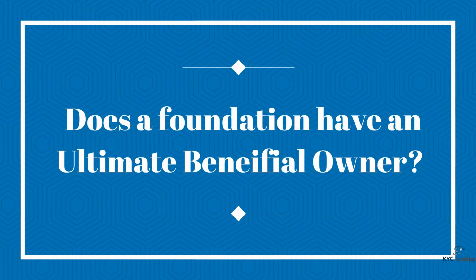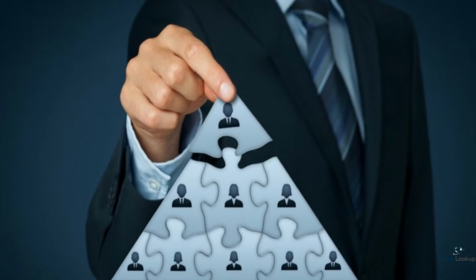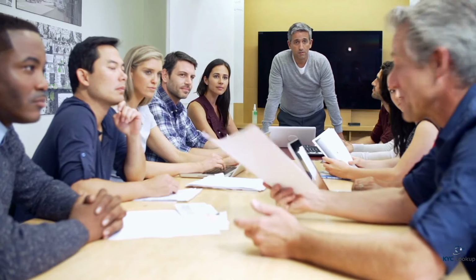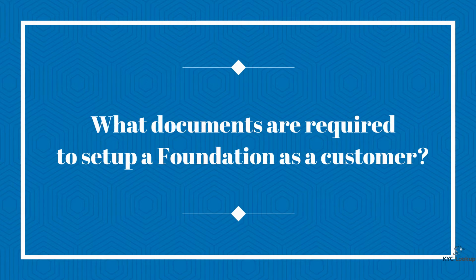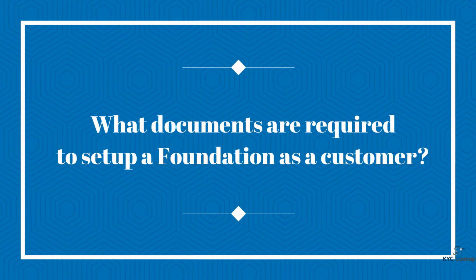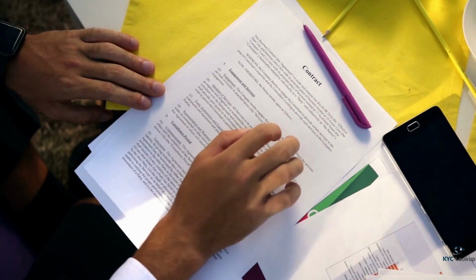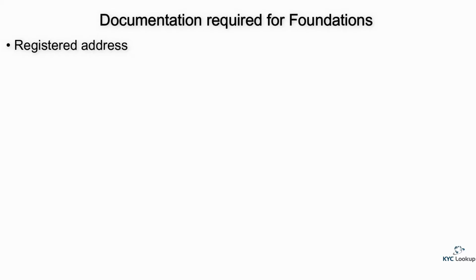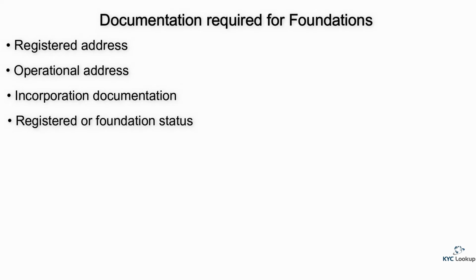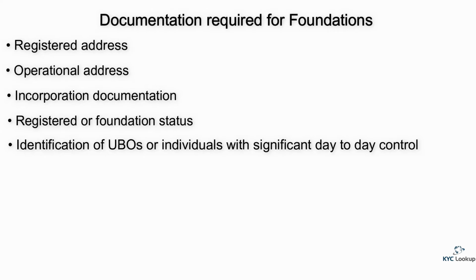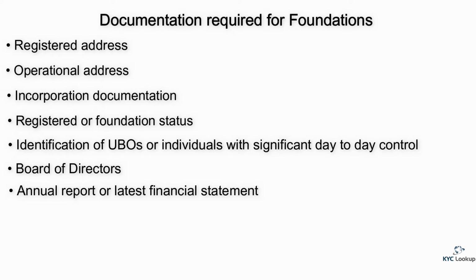Does a foundation have an ultimate beneficial owner? In relation to not-for-profit associations or foundations, the UBO are the directors, the persons entitled to represent the association, or in charge of its day-to-day management. What documents are required to set up a foundation as a customer? High-level documentation required for foundations would be the following: registered address, operational address, incorporation documentation, registered or foundation status, identification of UBOs or individuals with significant day-to-day control, board of directors, and annual report or latest financial statement.